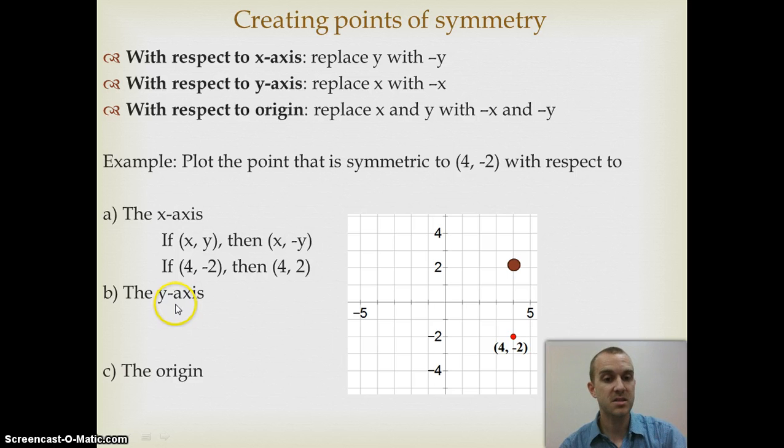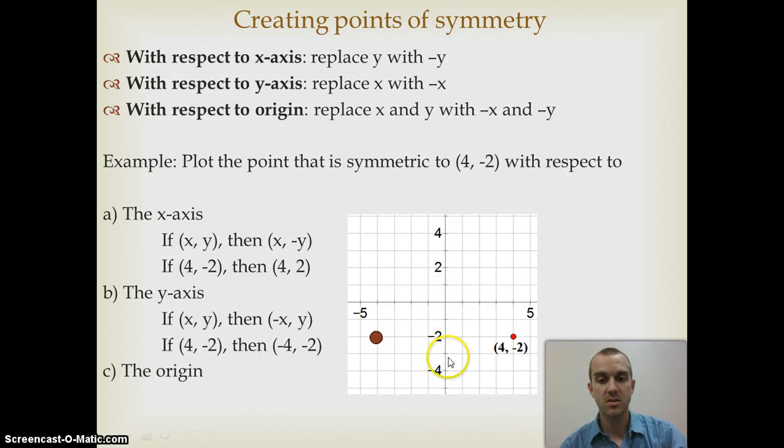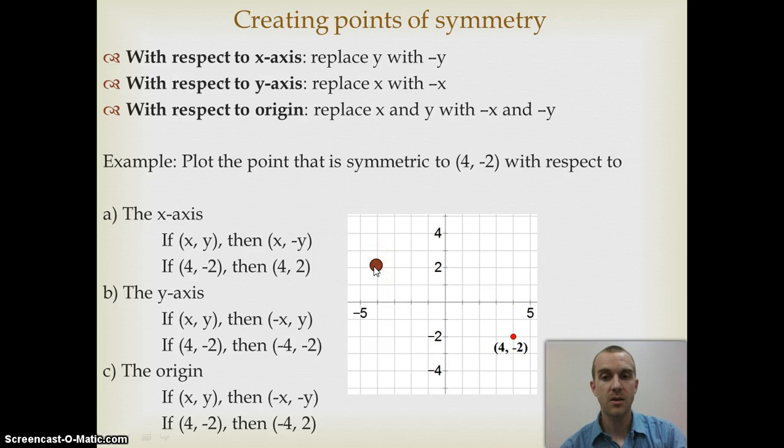With respect to the y-axis, I have my ordered pair. I change my x value because I'm folding along the y-axis in this case. So it folds over to -4, -2. And last one is the origin. Well, the origin, I have to change both values. So my +4 becomes negative and my -2 becomes positive, putting me up here at -4, 2. And if I think about it, I fold my point here across the y-axis, and then I fold it across the x-axis, and I get to that ordered pair.